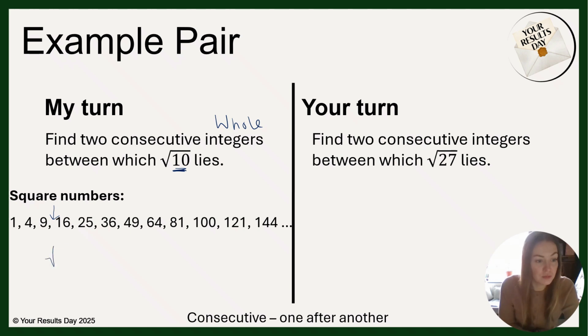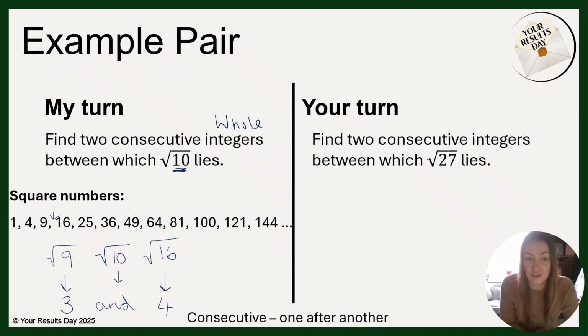So if I pop these numbers into square roots, so the square root of 9 and the square root of 16, the one we're interested in the middle is the square root of 10. Well, we know that the square root of 9 is 3 because 3 times 3 is 9, and the square root of 16 is 4 because 4 times 4 is 16. Therefore, the square root of 10 lies between 3 and 4. Remember, it's only asking us to find two consecutive integers, so two whole numbers next to each other that root 10 is in between.